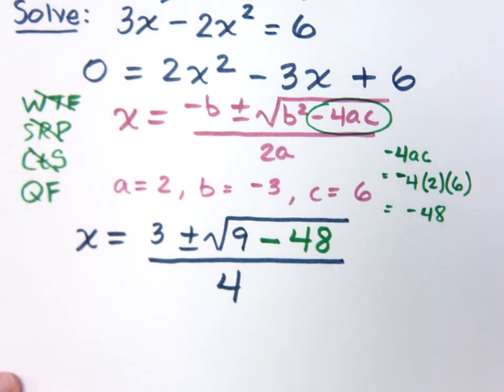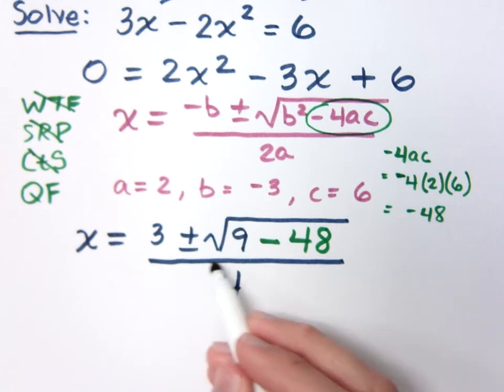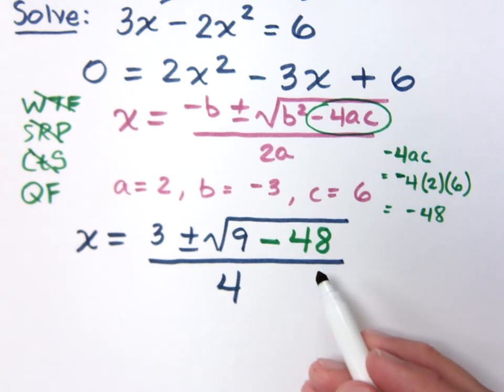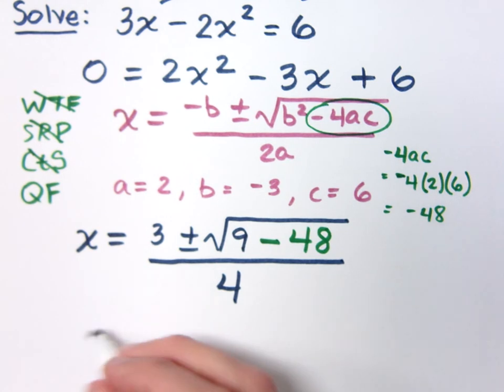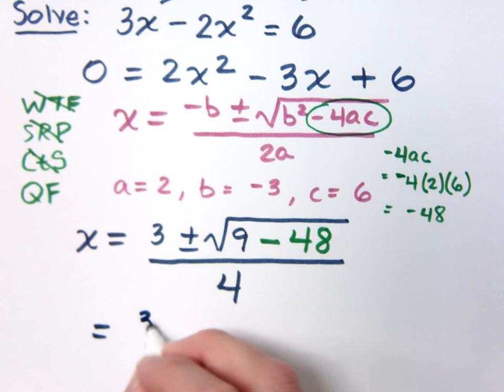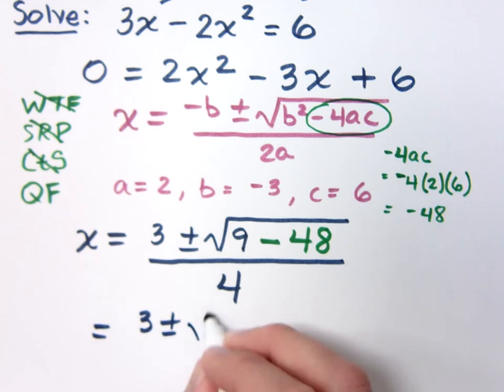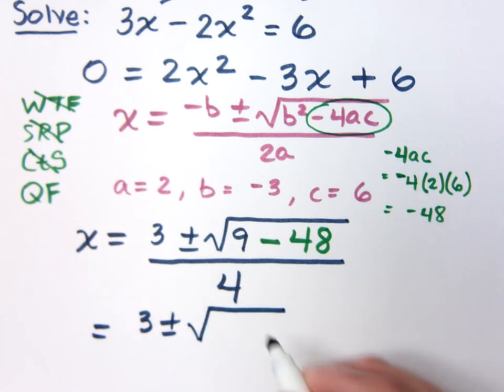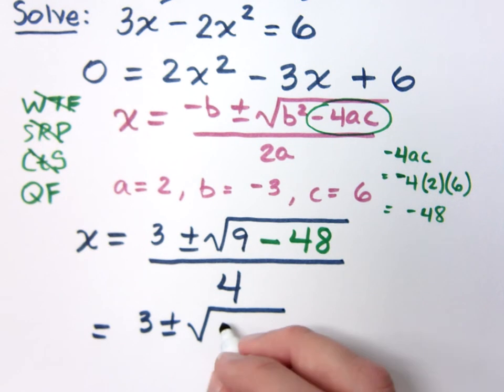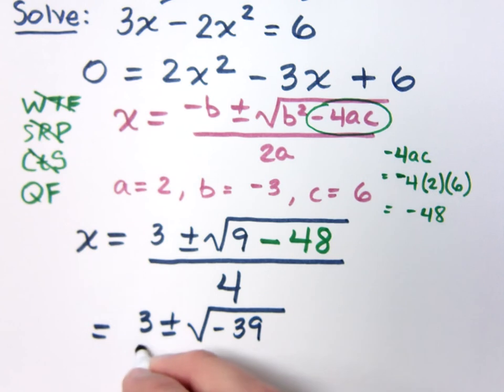Notice that everything is over 4. This fraction bar isn't just underneath the square root, but it's underneath that whole guy. Don't get lazy when you're drawing your fractions. You draw your symbols exactly the way they're supposed to be. Now let's simplify this. All I can do is work with the stuff inside the radical, so that's the square root of what? Negative 39, all over 4.